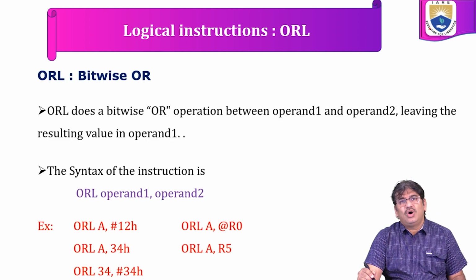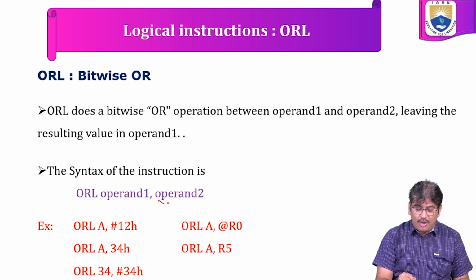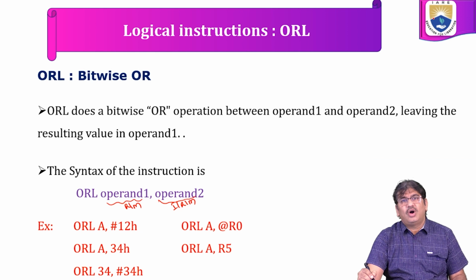The next instruction is the ORL instruction, which is a bitwise OR operation. ORL does a bitwise OR operation between operand 1 and operand 2, leaving the result in operand 1. The syntax is ORL operand 1, operand 2, where operand 2 can be an immediate data, a register or a memory location, whereas operand 1 can be a register or memory location. The contents of operand 1 will perform the logical OR operation bit by bit with operand 2, and the result will be left in operand 1.